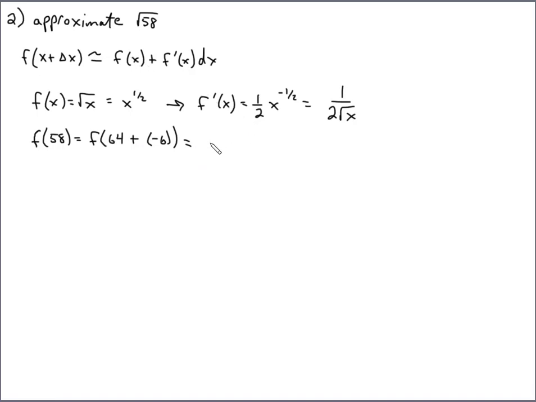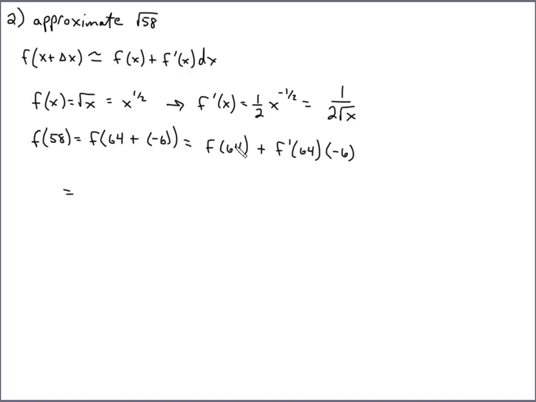It's f of x, so that's going to be f of 64 plus f prime of 64 times delta x. Well, what is delta x? Delta x is the thing that's here. That's going to be the negative 6 here. Okay, where f of x is root x and f prime of x is this quantity here.